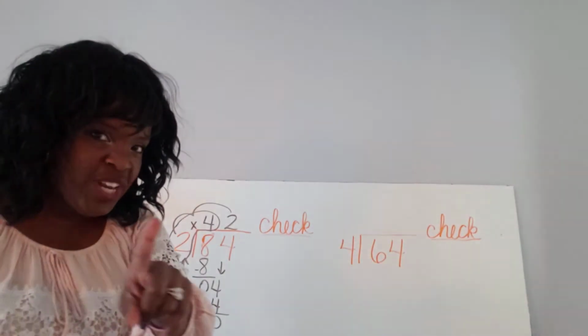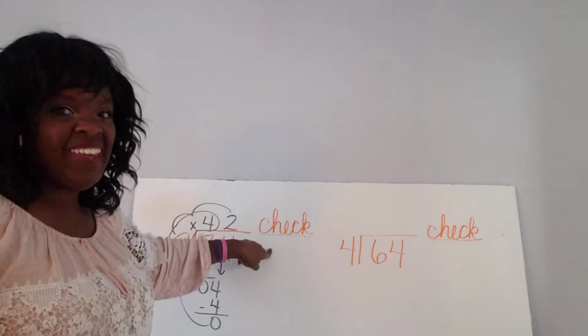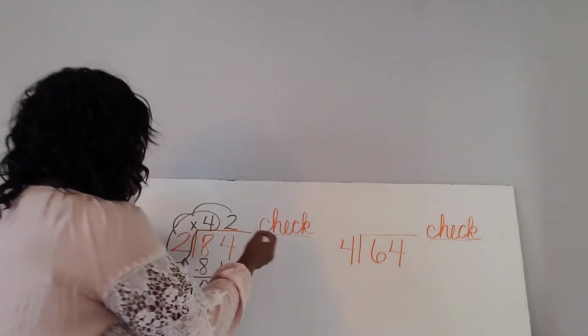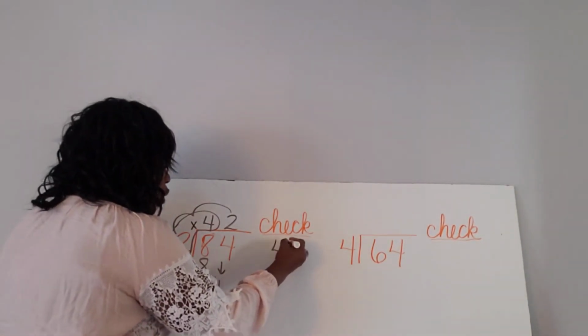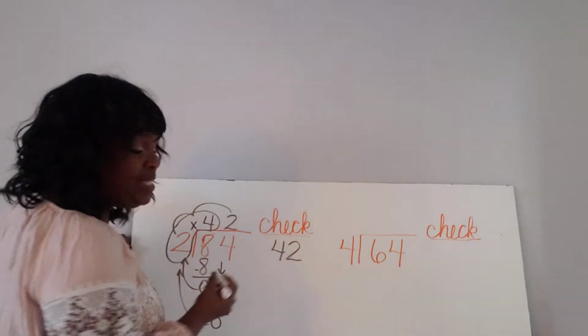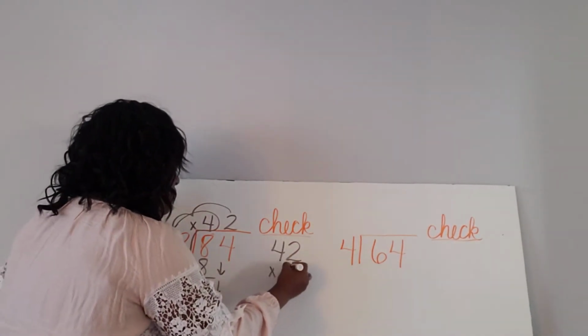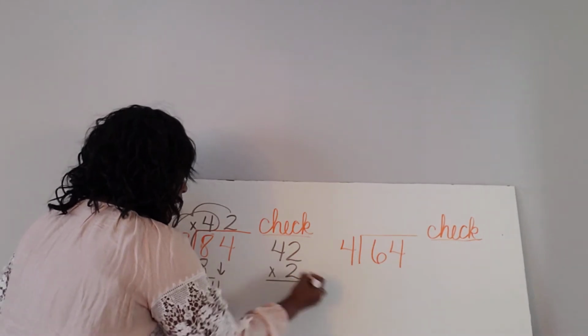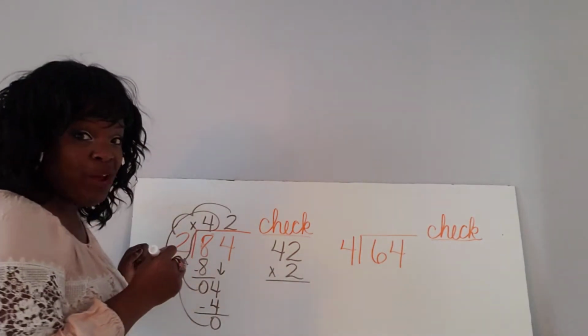But we're not done because we need to check. Yes. So take my quotient times my divisor and see what I end up with.